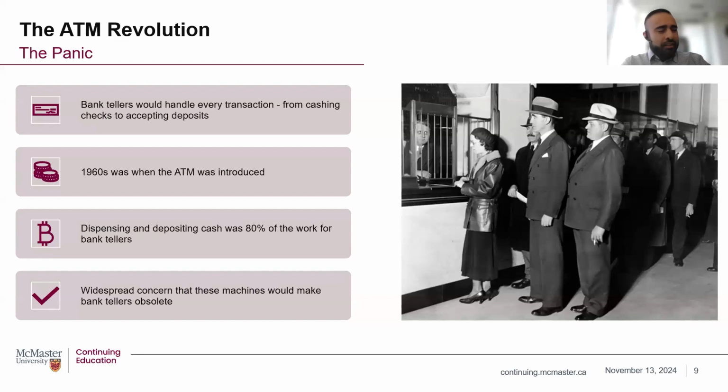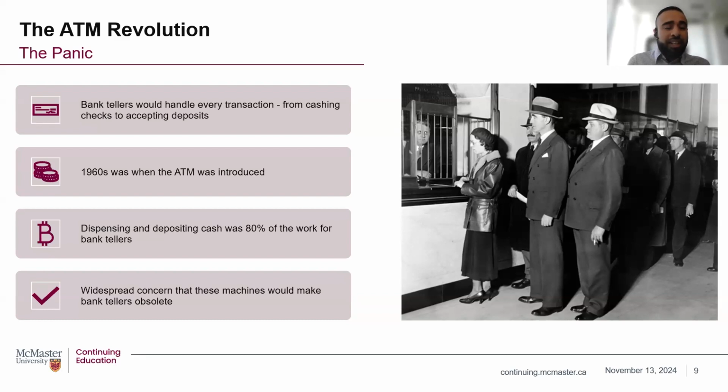Back in the 60s, before the ATM, bank tellers would handle all transactions, cashing checks and taking deposits. If you went to the bank, it was dozens of tellers, with lines out the door, especially on payday or at the end of the month. That was pretty much all bank tellers would do. The main function of the bank was just handling cash and settling transactions.